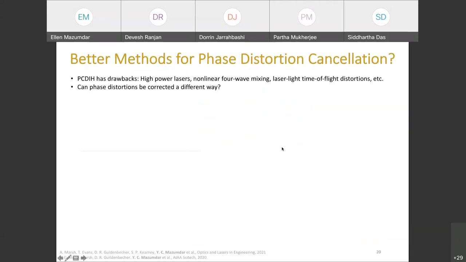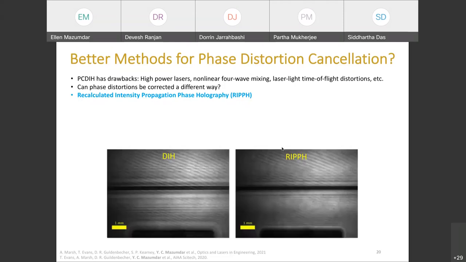All right. So I had mentioned earlier, there's a lot of drawbacks with PCDIH: high power lasers, nonlinear four-wave mixing, laser light time of flight. Can we correct phase distortions in a different way and be much more efficient about it? So the technique that we came up with, this is actually something my grad student Andrew came up with, is recalculated intensity phase propagation holography. He likes to call it RIF. Basically, the idea is to do the exact same process of phase distortion cancellation, but all of it is done numerically. And so, to show you the answer before I show you how it's done.